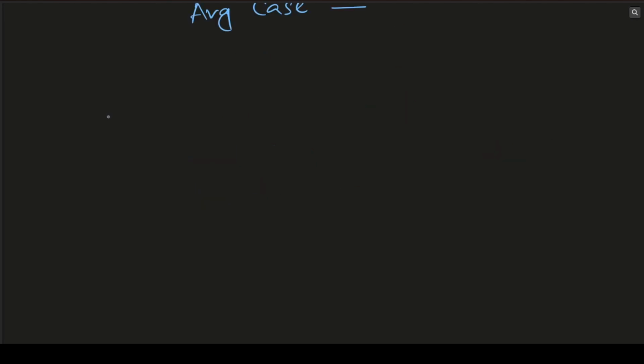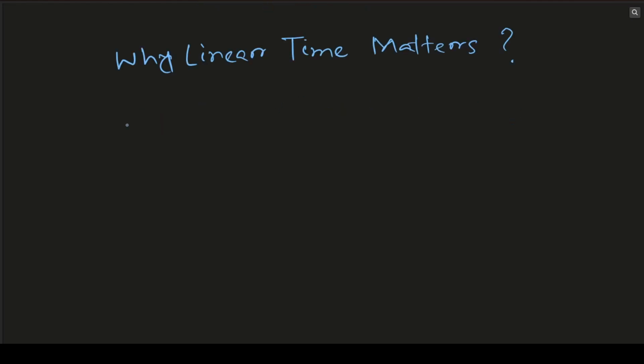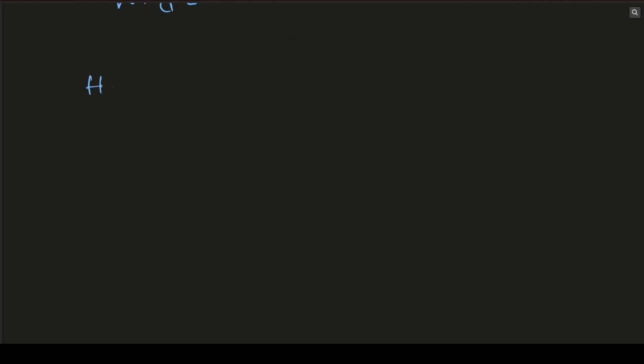So now we have to understand why linear time matters. Linear time is often the best we can hope for when we have to look at every piece of data. If you need to find the average of all numbers in a list, you must look at each number at least once. So it's at least linear.